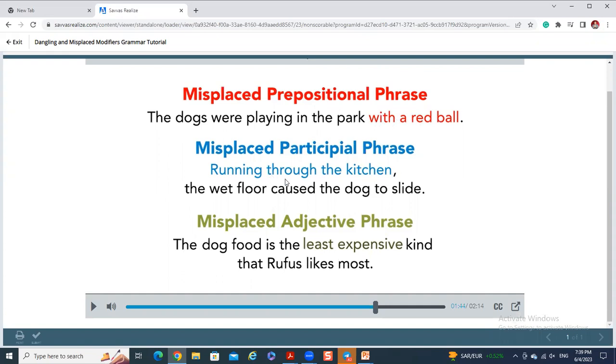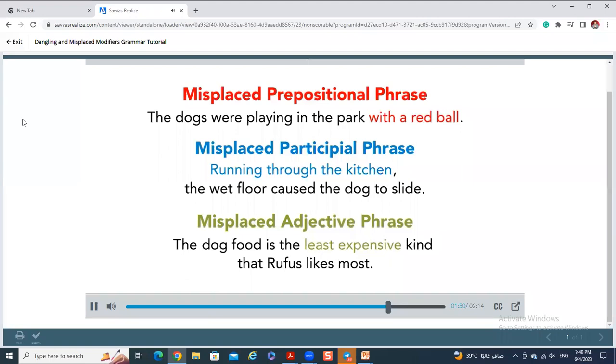The same thing here. Running through the kitchen, this is a dangling modifier. It says floor. How does running through the kitchen describe or modify floor? It must modify something that is running. The same thing here. The dog food is the least expensive kind that Rufus likes most. We have a problem in the modifier. Least expensive is a misplaced adjective phrase.